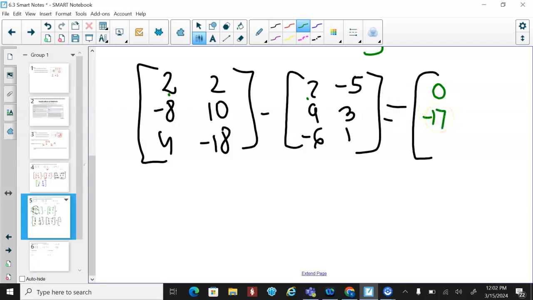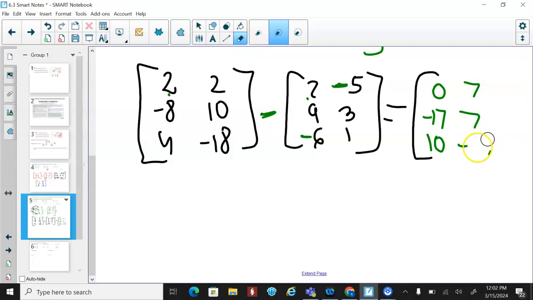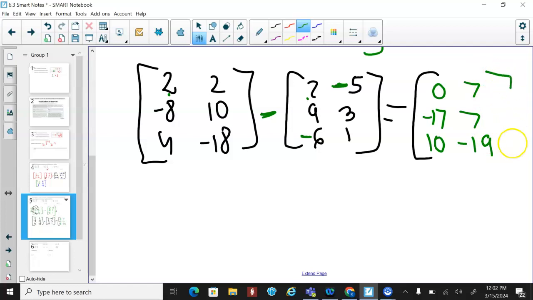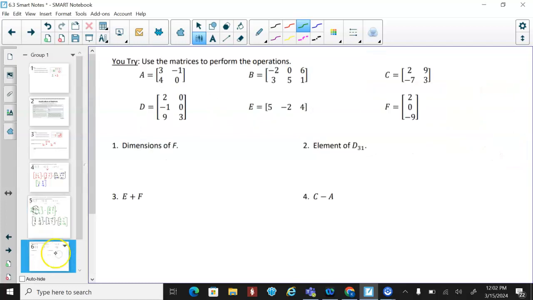Okay. 4 minus negative 6, it's going to change to a positive. Negative and negative would change to a positive right here. So that's going to be adding to a 10. 2 minus negative 5 right here. Again, negative and negative change to positive, so that's going to be 7. 2 minus 3, it's negative 1. And negative 18 minus 1, okay, so negative 18 minus 1 is going to be more negative, which is negative 19. Okay, and that's your final answer. So again, distribute first and then subtract.